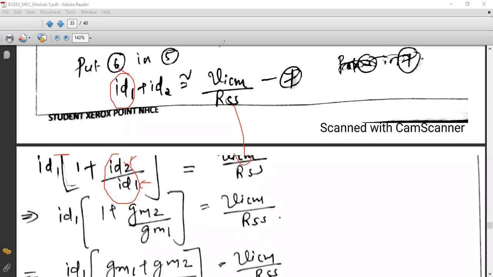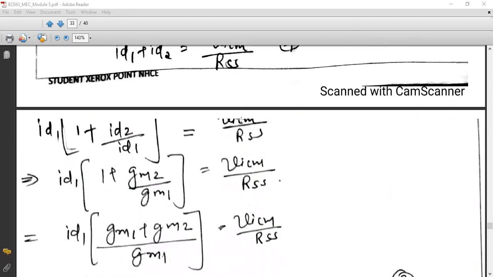So substitute that. ID2 by ID1 is equivalent to the ratio of the respective transconductances. GM2 is the transconductance of Q2 and GM1 is the transconductance of Q1. They are not identical. They have a slight mismatch, either 1% or 2% like that. So a finite mismatch is happening between GM2 and GM1, and this mismatch is going to affect our CMRR. That is what we are going to find out.